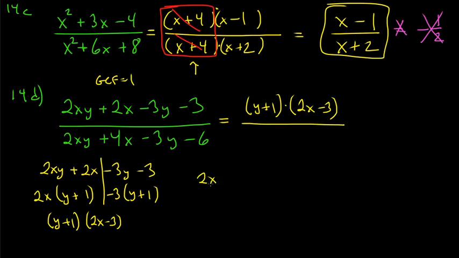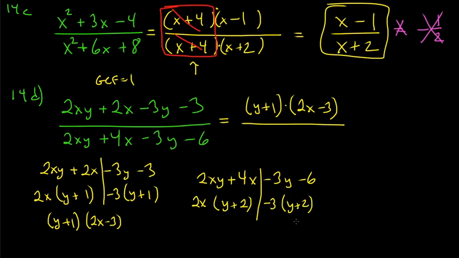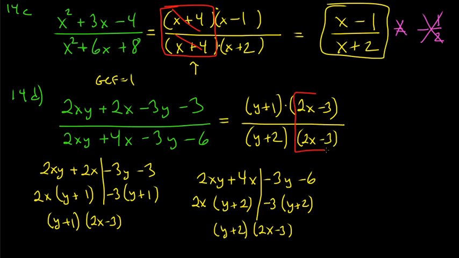For the denominator, again, let's just write it out term by term here, and then split it up. The first 2 terms, you can still factor out a 2x, but now you get y plus 2. And from the last 2 terms, you can factor out a negative 3, and the other factor is y plus 2. So you factor out the y plus 2, leaving you with 2x minus 3. So this is y plus 2 times 2x minus 3. Lo and behold, 2x minus 3 is a common factor, so you can cancel, and you're left with y plus 1 over y plus 2.